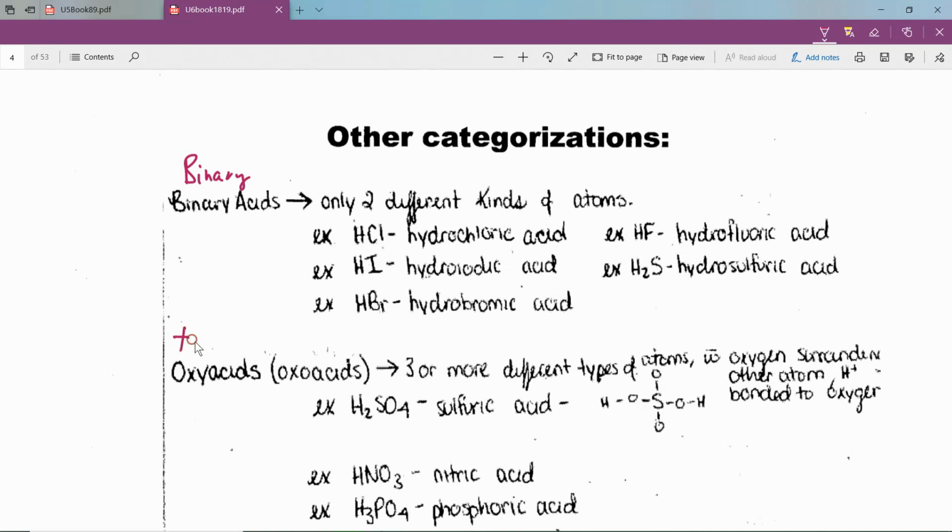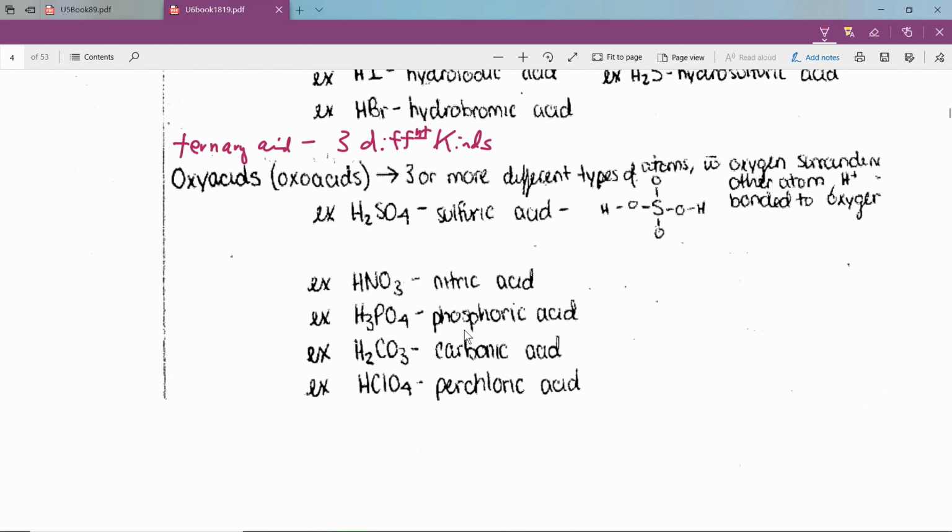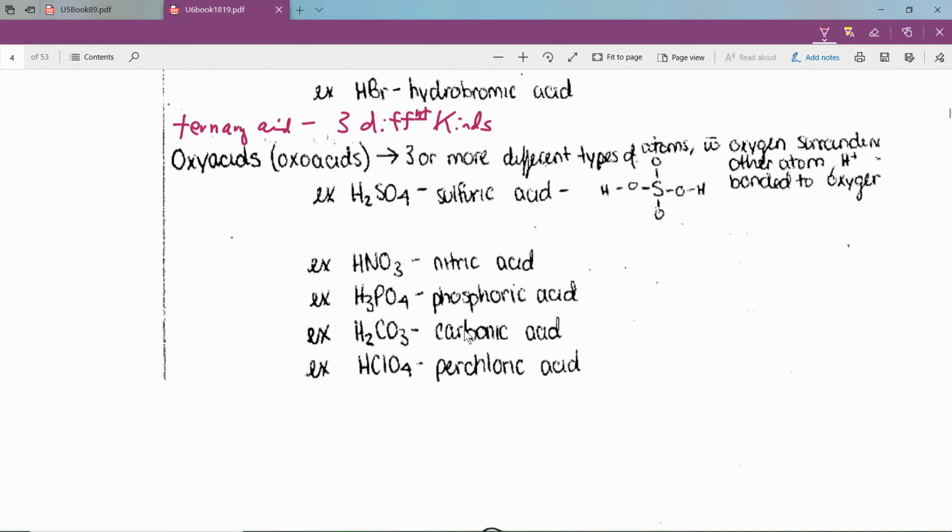A ternary acid, which isn't written here, I'm going to write it here. Ternary acid would be 3 different kinds. And many oxyacids, what I'm looking at right here, are ternary. So an oxyacid is 3 or more different types of atoms with oxygen surrounding the other nonmetal, and hydrogens bonded to the oxygen, but not to the central atom. So sulfuric acid is a classic oxyacid. So you got sulfur in the middle.